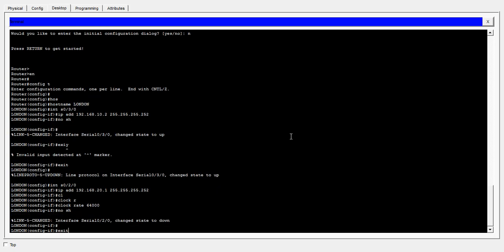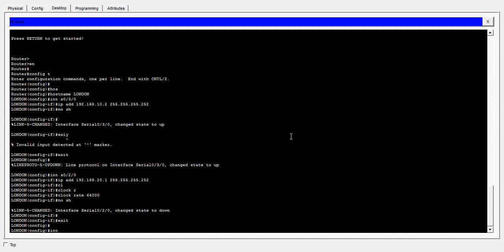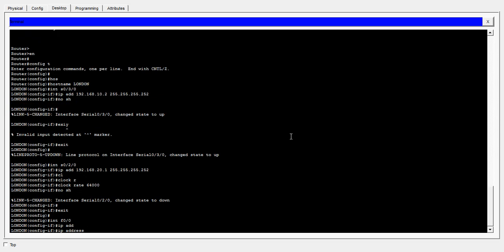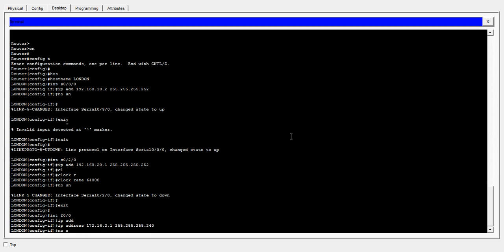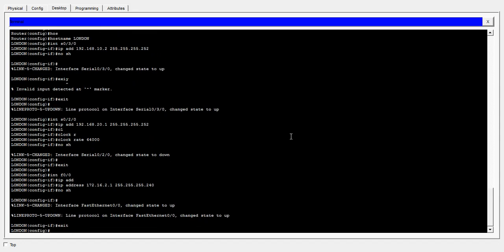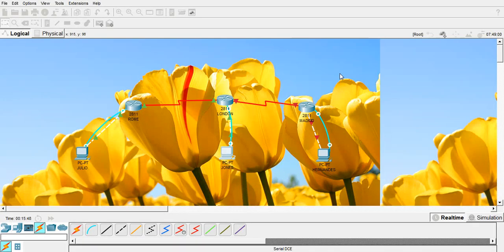Exit. We proceed to the fast Ethernet interface, fast Ethernet 0/0. IP address, let's give this 172.16.2.1, 255.255.255.240. No shutdown. Exit. Once again I'll save and proceed to the third router.